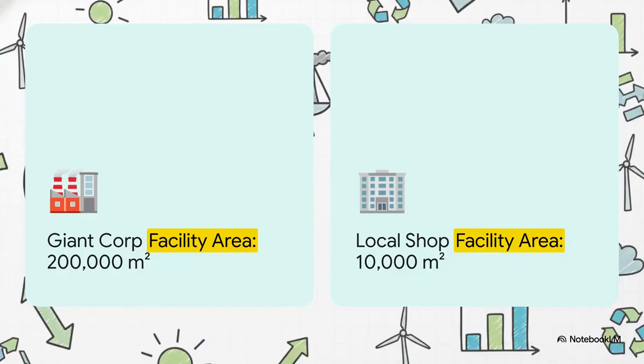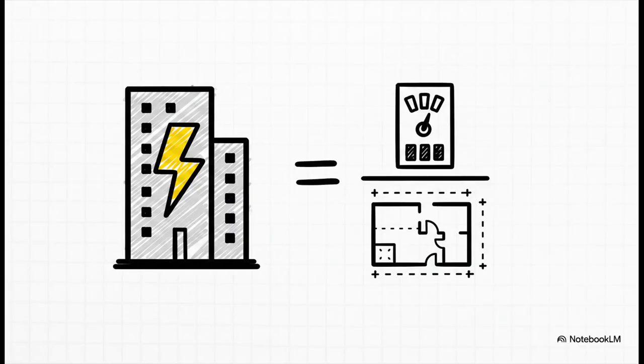Now, let's bring in our activity metric, the facility area. It turns out Giant Corp has this massive 200,000 square meter facility, while Local Shop is working out of a much smaller 10,000 square meter space. This piece of context is about to change everything. So, to combine these numbers, we calculate something called energy intensity. And the formula is super simple. You just divide the total energy they used by their total facility area. This tells us exactly how much energy is used for every single square meter.